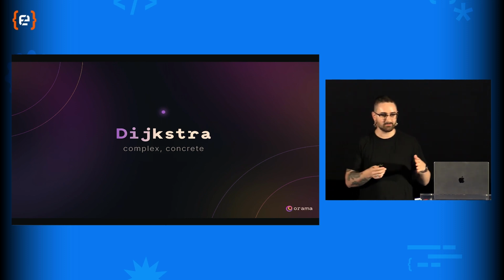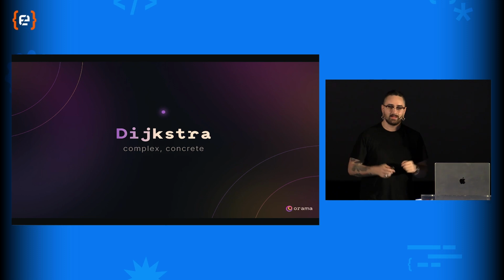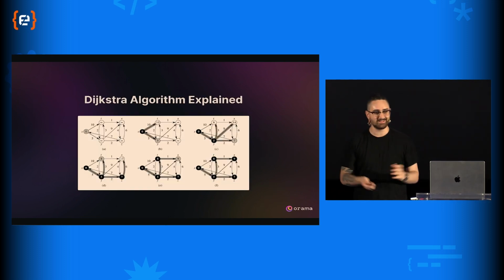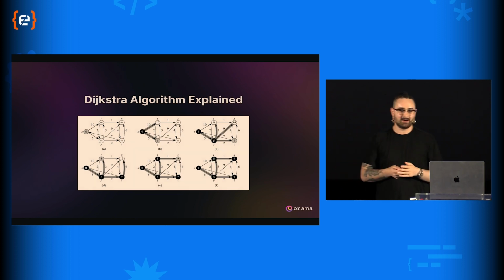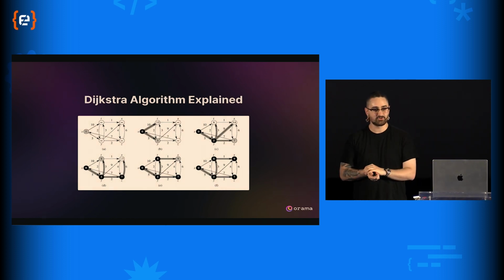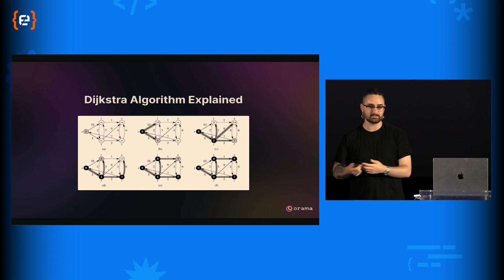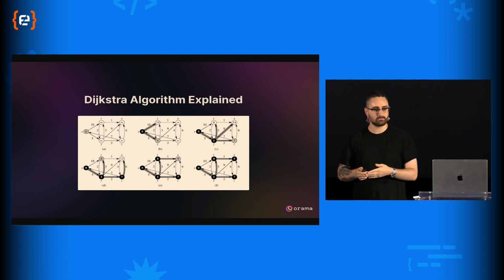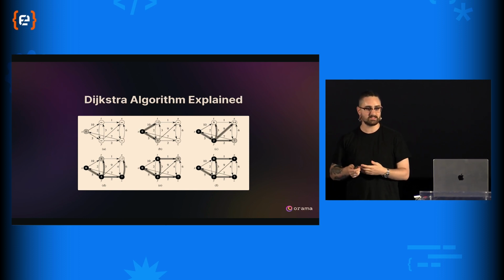Let's go somewhere a bit more complex, but still concrete. So the Dijkstra shortest path algorithm. So yeah, what is it? Basically, the Dijkstra algorithm is a graph traversal technique that finds the shortest path between a starting node and all the nodes in a weighted graph with no negative weights. It iteratively selects the node with the smallest tentative distance from the starting node, updates its neighbor distances, and marks the selected node as visited until all the nodes have been visited.